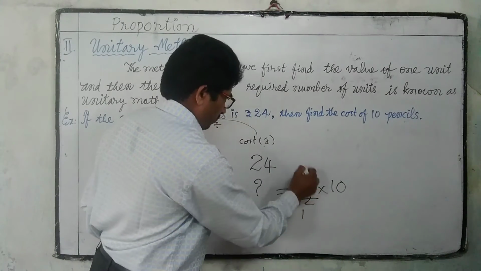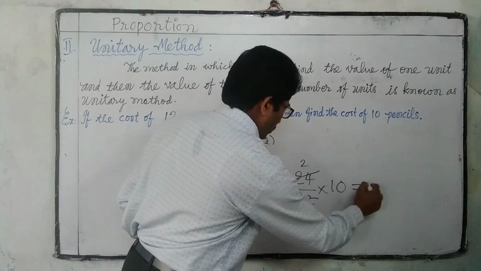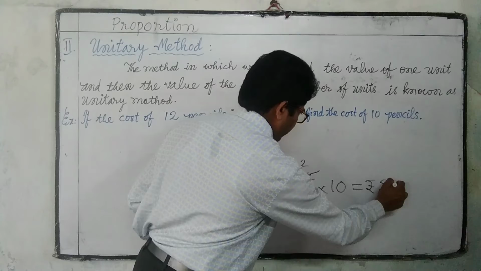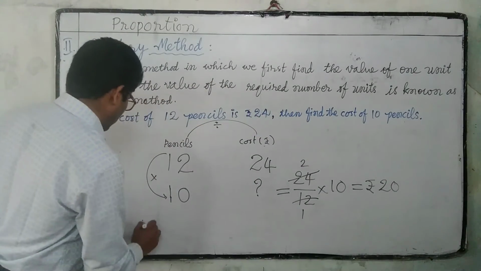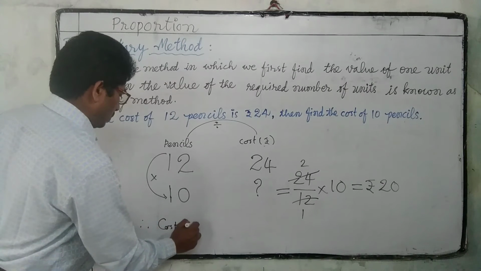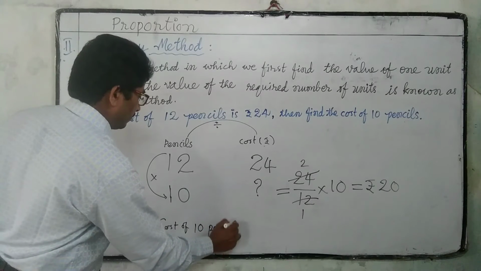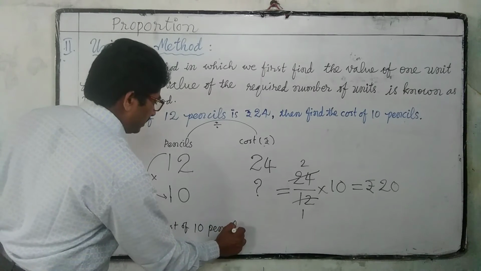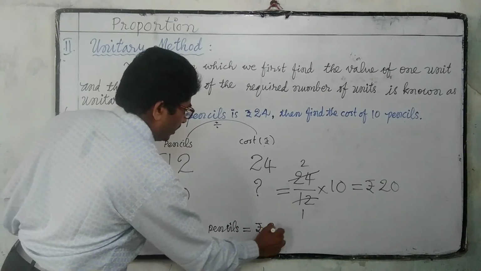12 ones are 12, 12 twos are 24, 2 tens are 20 rupees for this 10 pencils. Therefore, cost of 10 pencils is equal to 20 rupees.